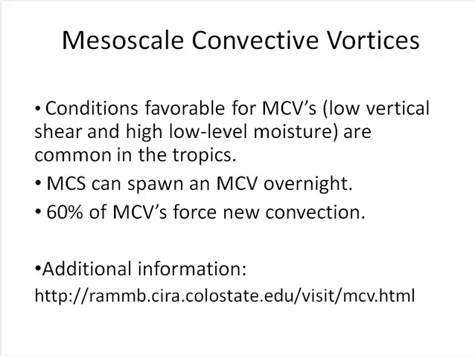Mesoscale convective vortices are important in the tropics because they can spawn new convection. Conditions favorable for MCVs, such as low vertical shear and high low-level moisture, are common in the tropics. An MCS can spawn an MCV overnight, and studies have shown that 60% of MCVs force new convection. If you want additional information about MCVs, there's an entire VISIT training session devoted to that topic that you can find here.